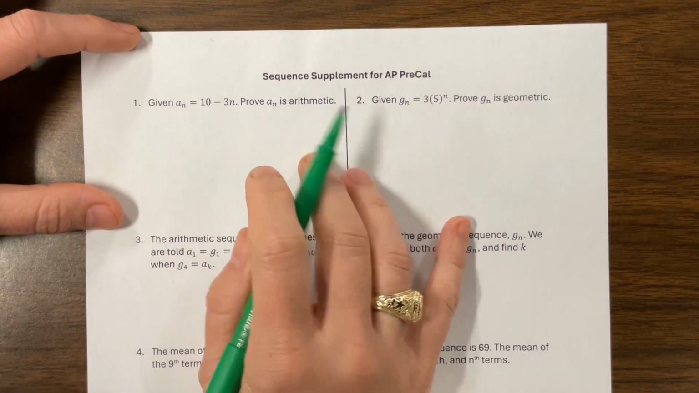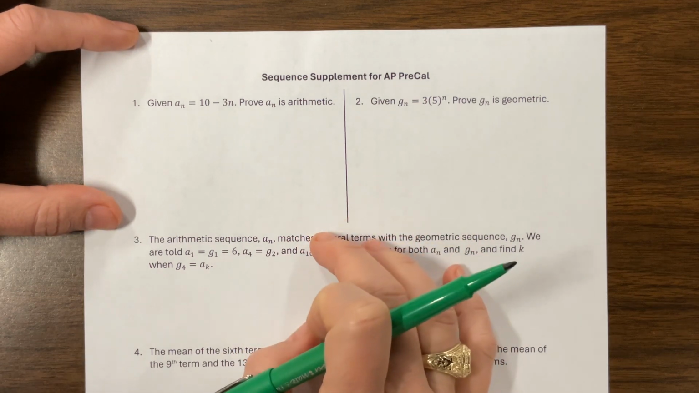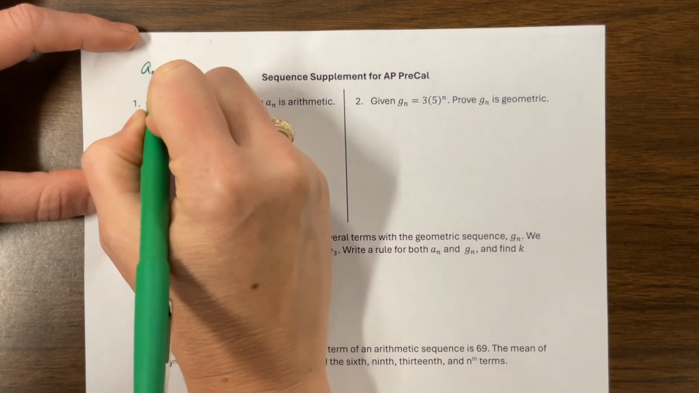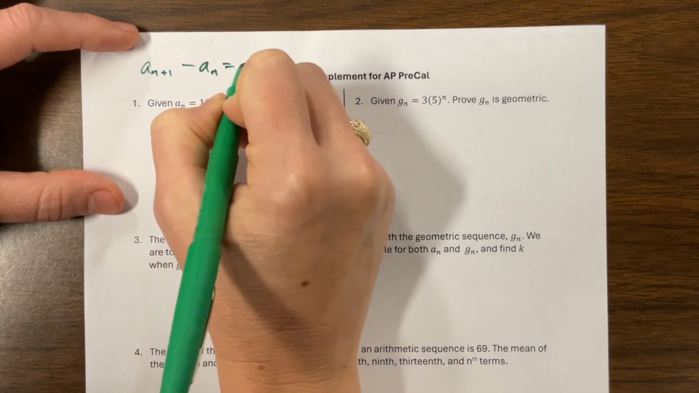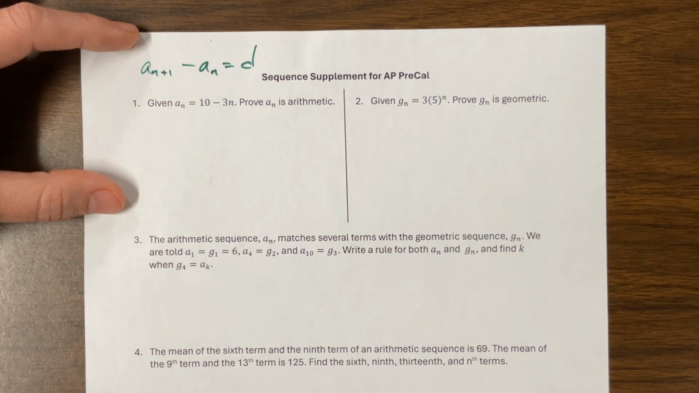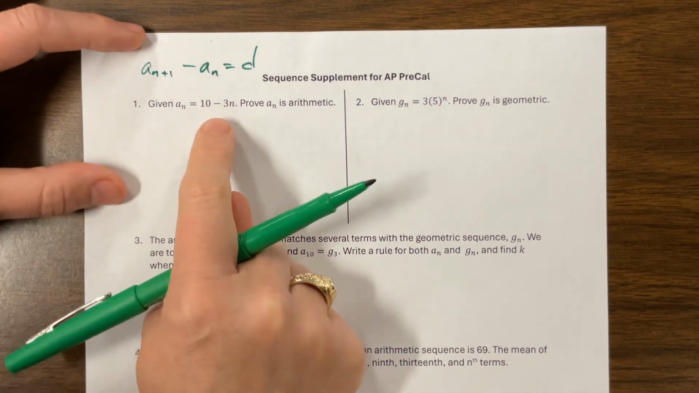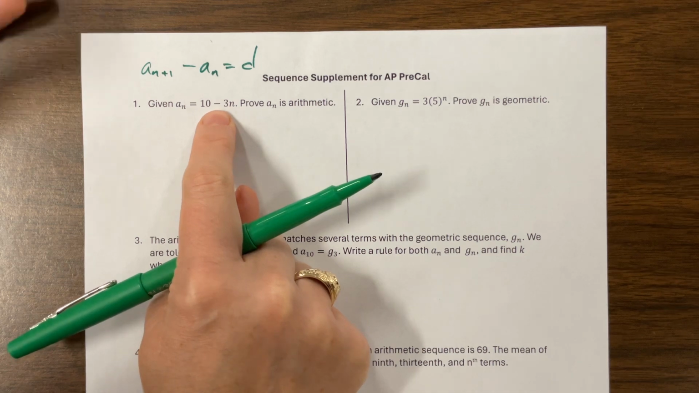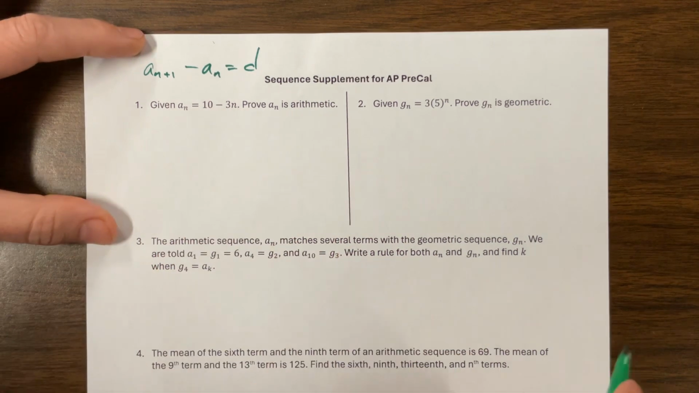What does it mean to be arithmetic? It means that between any two terms, you have the same common difference. So we could say that the term a sub n plus 1 minus the term a sub n would be equal to that common difference. That's what we want to do. We want to take this formula. And yes, you might say, well, Ms. Kosh, it's linear. Obviously, it's arithmetic. But I'm not asking you to say what's obvious. I'm asking you to prove it mathematically.